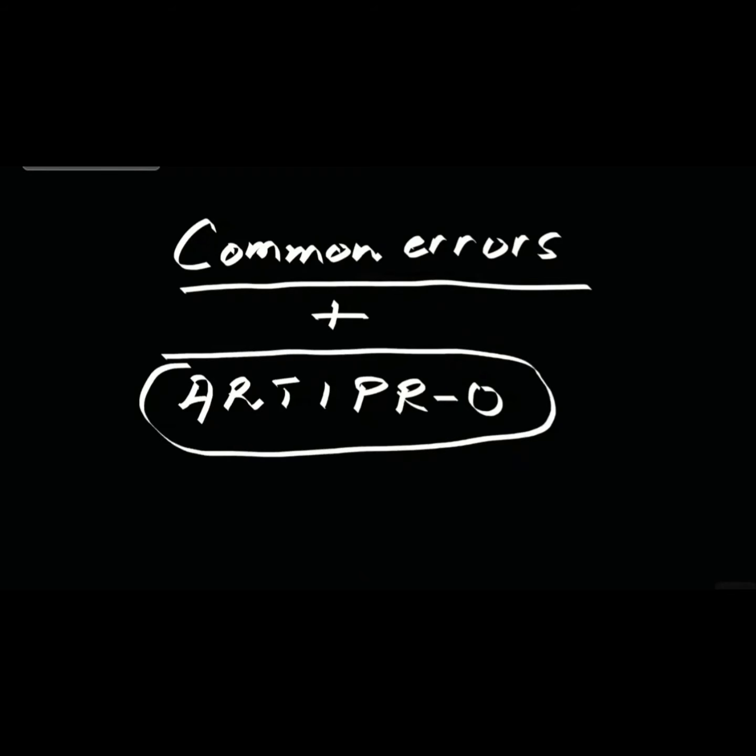ARTIPRO: A stands for action, R stands for receiver, T stands for time, I stands for impact, P stands for place, R stands for result, O stands for observation. This is the abbreviation, and what does this abbreviation stand for?